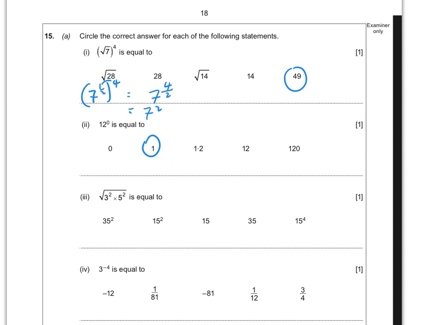On the third part of this question, we have the square root of 3 squared times 5 squared. So what I'm going to do is actually work out what 3 squared is times 5 squared. So 3 3's give me 9, 5 5's are 25. So I'm actually looking for the square root of 225, and the square root of 225 would be 15.